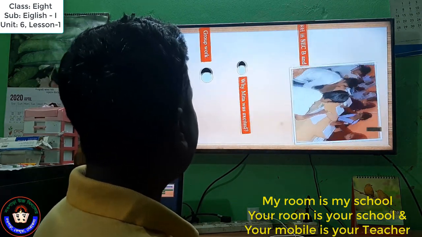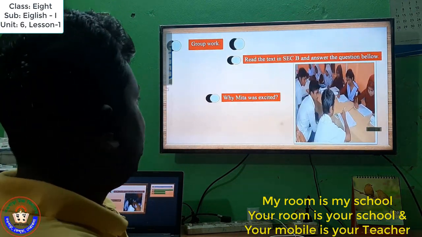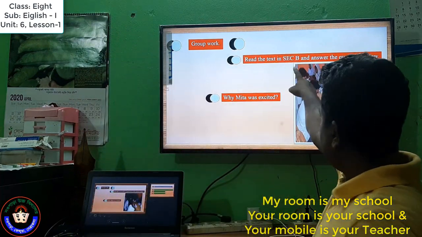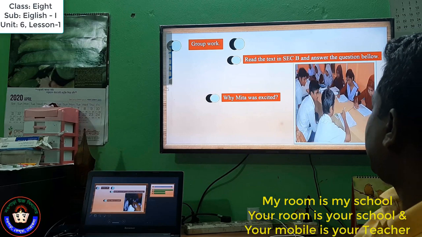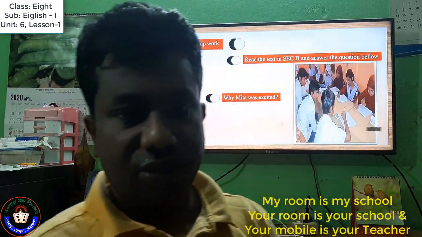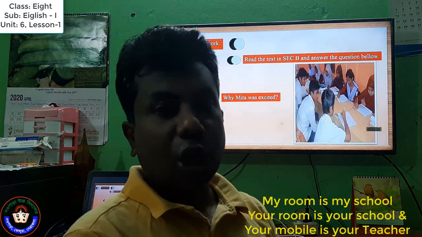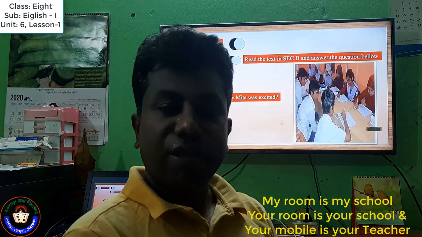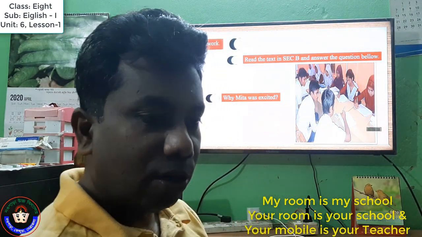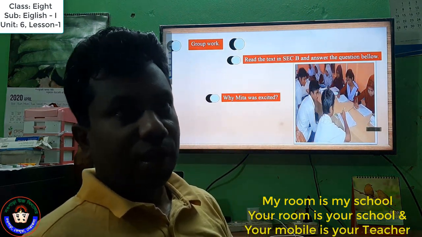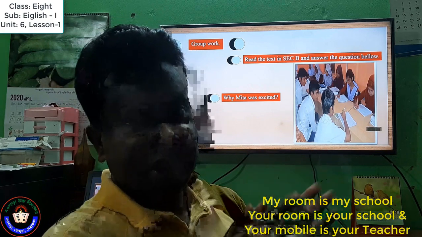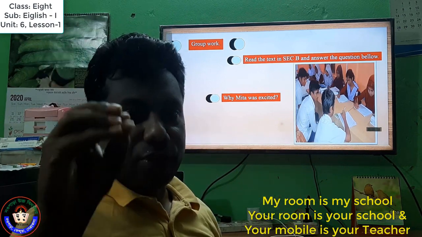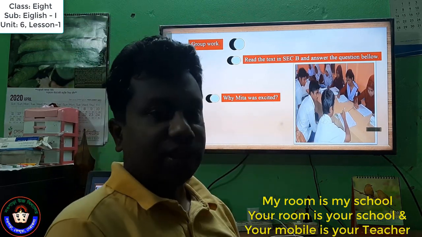Now, I want to give you a task from your textbook. In section B, you can see, why was Mita excited? If you read the text carefully, you will find out the cause of her anxiety. It is very simple. If you want to go on a visit or journey, you will also be excited. Because before doing something, sometimes we make a mental plan: what I will do, what I will take, how I will do it, etc. This is mental preparation, and for this mental preparation, we become sometimes excited.